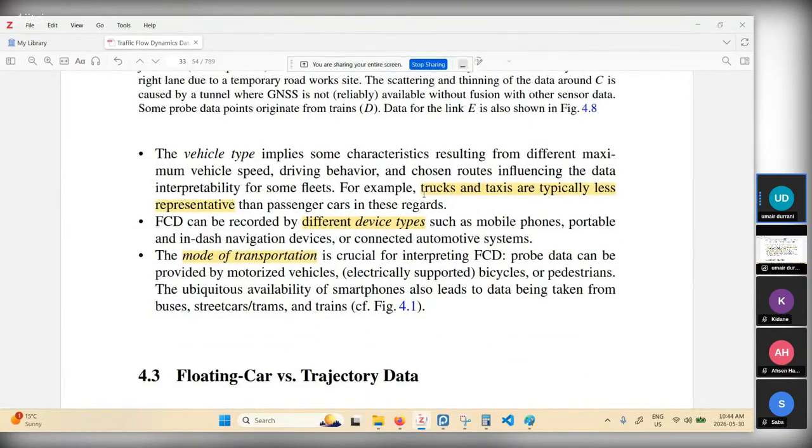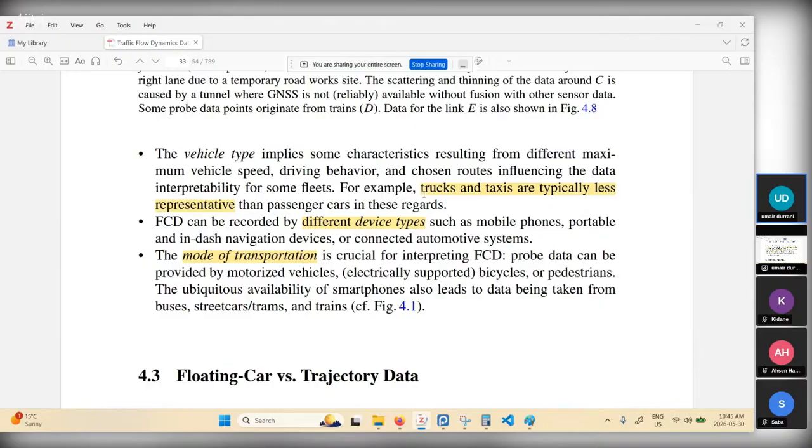They also mentioned that vehicle type can be obtained from this data as well. For example, trucks and taxis are typically less representative than passenger cars when you get the floating car data. Because for trucks and taxis, generally those are fleets of private companies and they have their own information. But we mainly get floating car data publicly from Google Maps, which is mostly about cars.